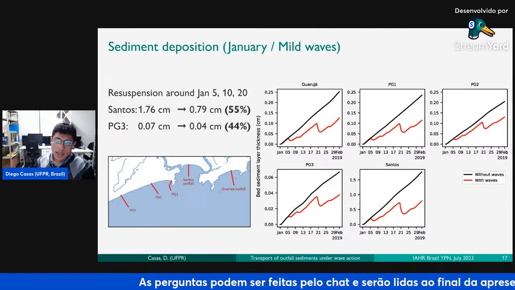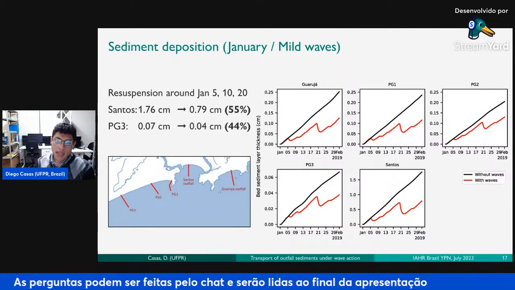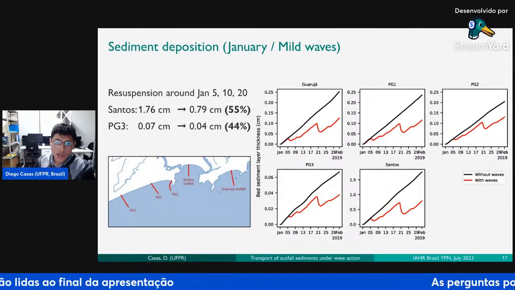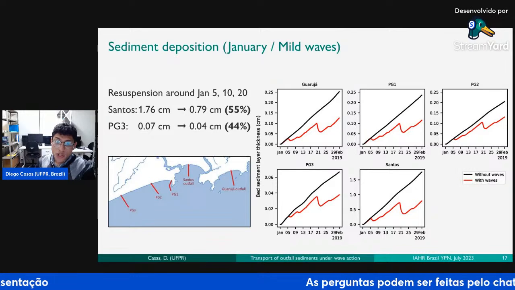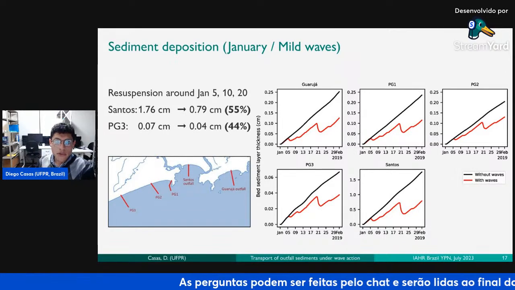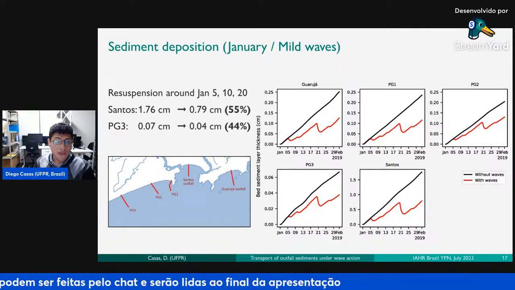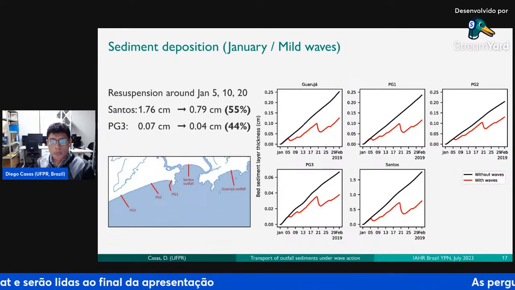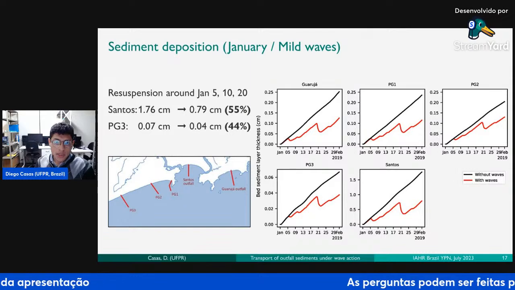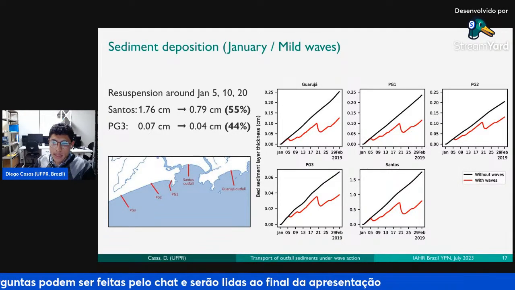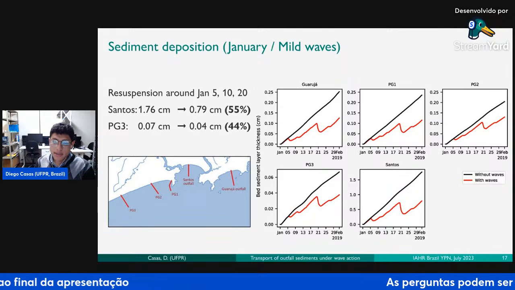If we analyze the sediment bed thickness near the diffuser, near the discharge location, we can see for January, which has mild wave conditions, that there are some sediment resuspension events around day 5, day 10, and day 20. We have for Santos, for example, that considering waves, this would be the red line. The final sediment thickness is about 55% lower.